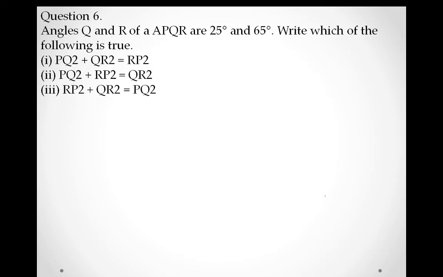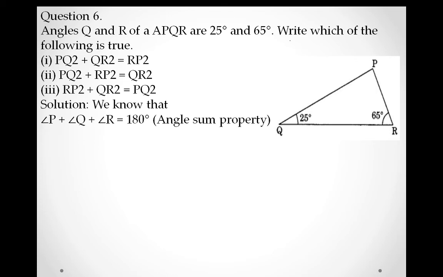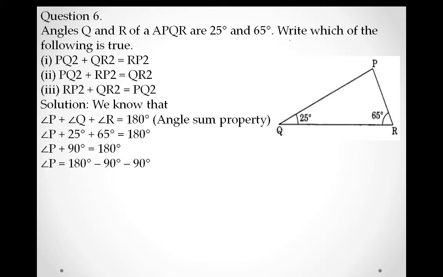Question 6. Angles Q and R of a triangle PQR are 25 degrees and 65 degrees. Write which of the following is true. This is a triangle which shows angle Q is 25 degrees and angle R is 65 degrees, and we know that by using the angle sum property, the sum of all the angles of a triangle should be 180 degrees. So by substituting these values, we get angle P is 90 degrees.